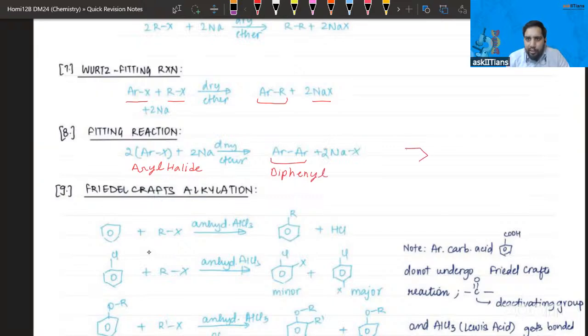You should also note that in the exam you are going to mention the structure. These notes are short notes, so please do not mention it like Ar-Ar. You will mention it like this. Okay.